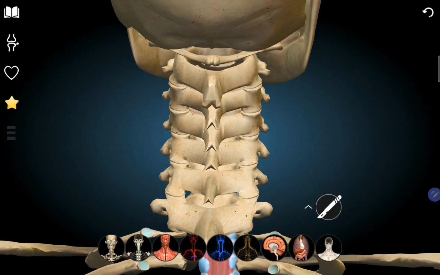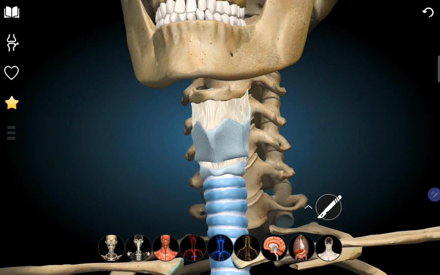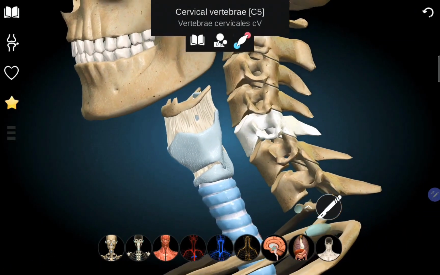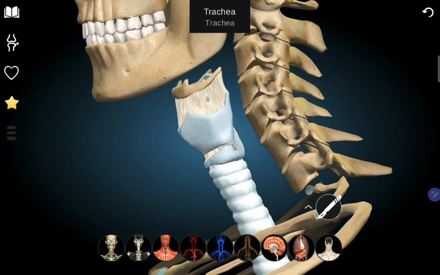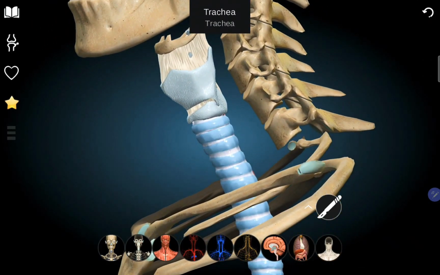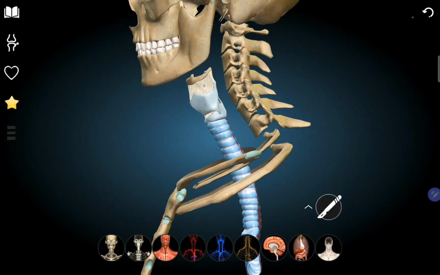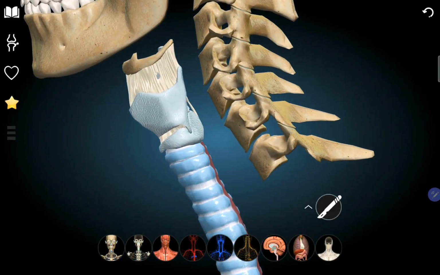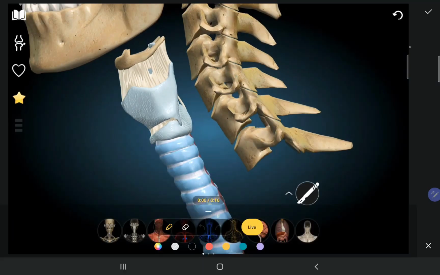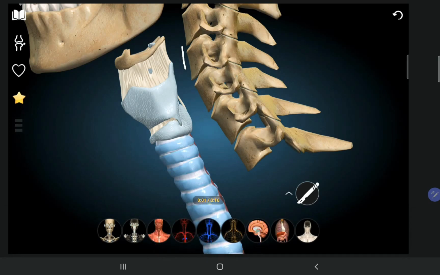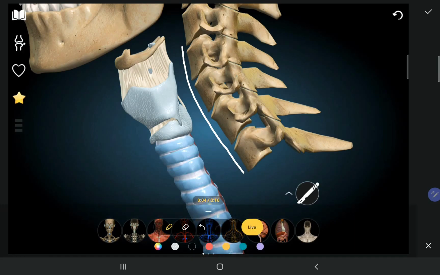Now that you can see the spaces, now we can see all the investing layers. We can draw it by ourselves. So we can see the vertebra, and up front we have the thyroid gland, trachea, thyroid cartilage. So let's draw all the fascias up here. So guys, anterior to the vertebra we have the prevertebral fascia which splits into the alar fascia and the prevertebral fascia proper. So this is the prevertebral fascia proper which splits into the alar fascia also.